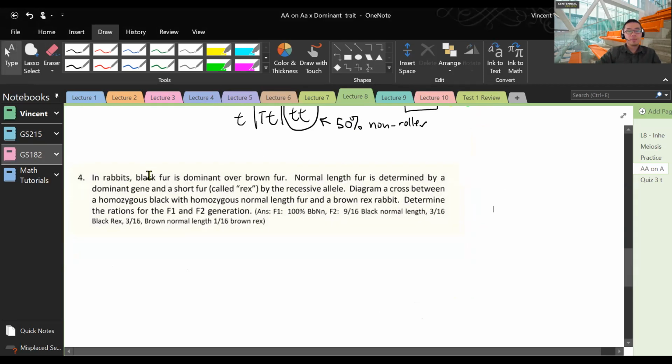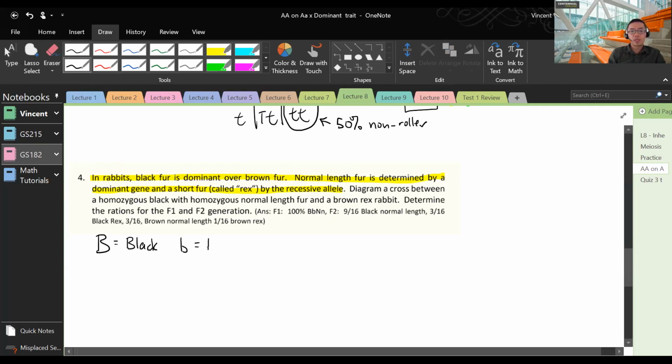In rabbits, black fur is dominant over brown fur. Normal length fur is determined by a dominant gene, and the short fur called Rex is the recessive allele. Okay, so we'll stop there. Let's just focus on this first part here, and we can write down what we have. So here are 2 separate traits, right? We have one trait for the coat color, and we have one trait for the length of the fur. And so black is dominant over brown. So big B is going to be black.